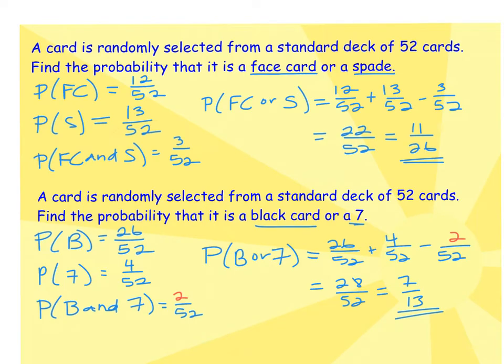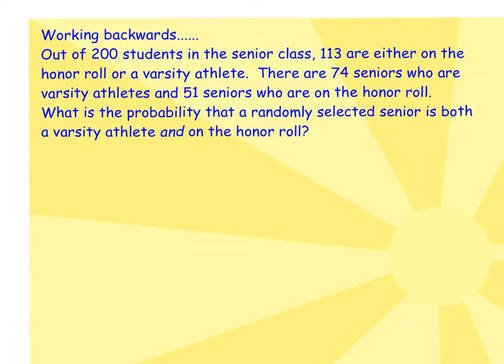Did you come up with 7/13ths? There are 26 black cards and 4 7s. Therefore, the probability would be 26 over 52 and 4 out of 52. But there are those 2 cards in the deck that are true in both scenarios. That would be the overlap. The probability of getting that is simply 2 out of 52. So we add the individual probabilities, subtract the overlap, and that gave me 28 out of 52, simplifying that fraction down to 7 over 13.